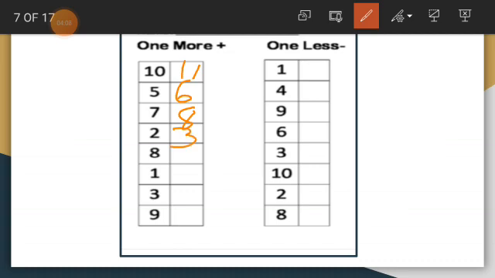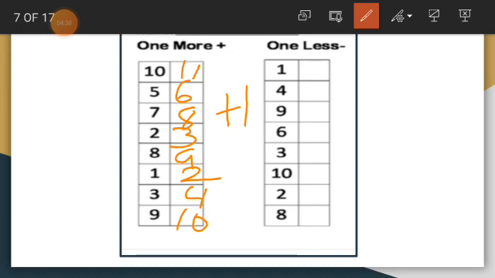Add 1 in 8, like 8 plus 1. That is 9. Now 1 plus 1 make 2. 3 plus 1 make 4. 9 plus 1 make 10. So here what have we added in all these numbers? We had plus 1. We add the 1 in all these numbers. So the answer has come. Now look at the other side.